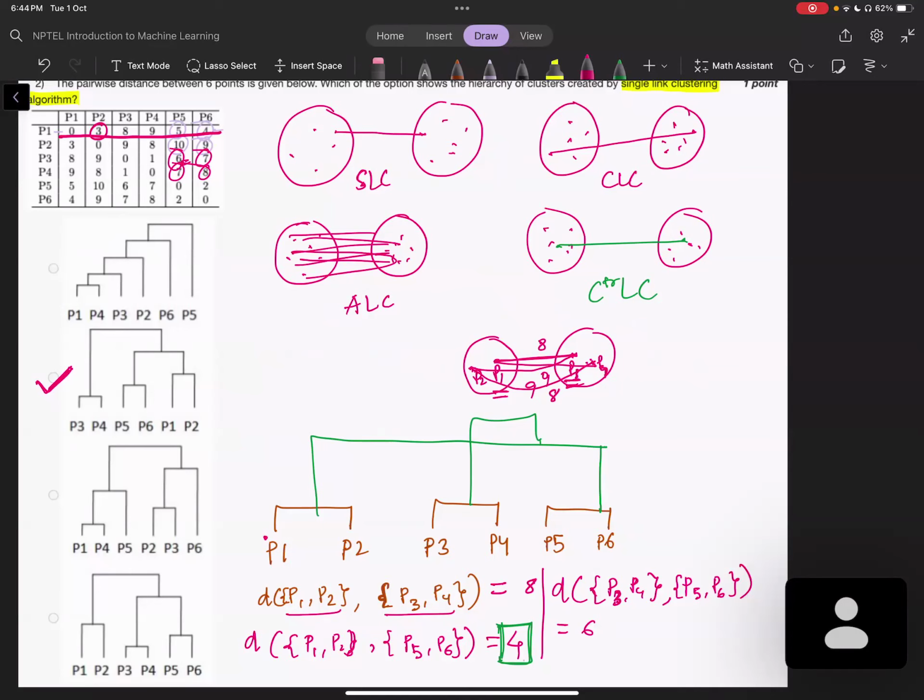So if 1 is closest to 2, 2 will be closest to 1 as well, and vice versa, right? If you go to 2, the distance to 1 will be the closest. And similarly, 3 and 4 are closest. So I'll find the different clusters.